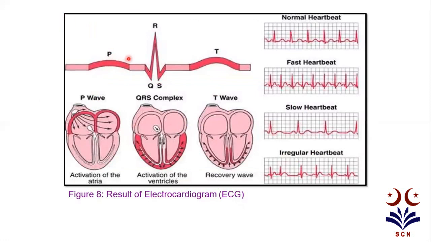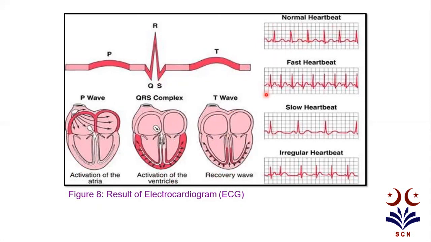This is the ECG pattern. I am just showing you to coordinate and correlate with other sciences, especially physiology. They teach you this normal ECG over here, right? This is PQRST, and P is related with the activation of the atria, the QRS complex with the activation of the ventricle, and the T wave is repolarization. This is the recovery phase.